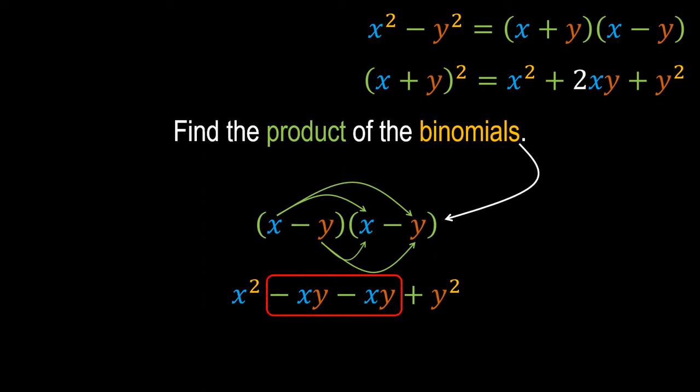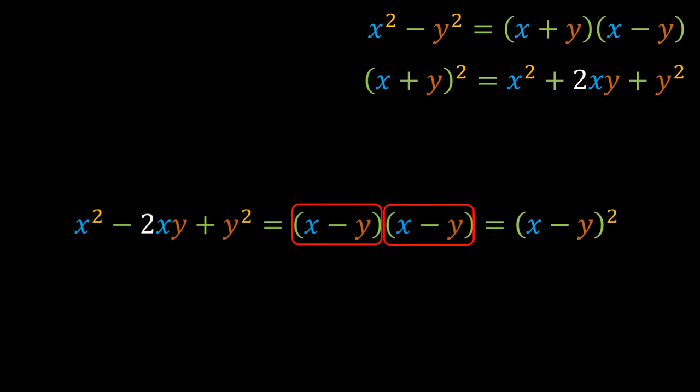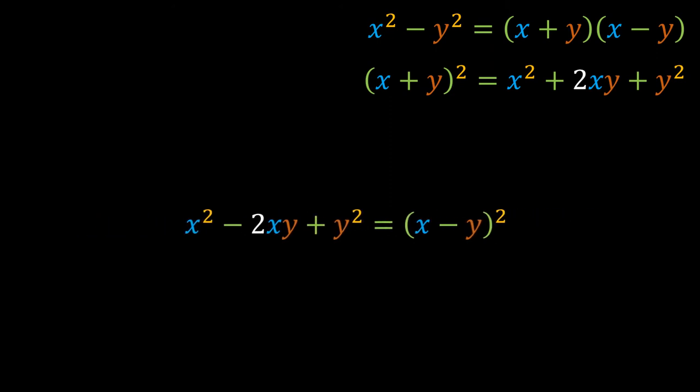Now again we have the like terms in between, so we need to combine them. Negative xy and negative xy gives negative 2xy. So this is the last identity which we have solved, and in this identity you can also see that the same binomial was multiplied by itself a total of 2 times. So again we can write it like x minus y whole squared, right? So this is the third identity, x minus y whole squared equals x squared minus 2xy plus y squared.